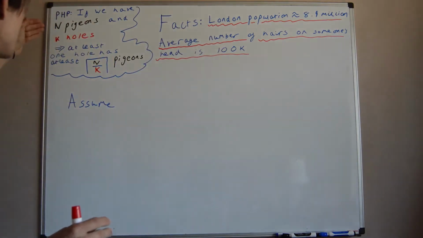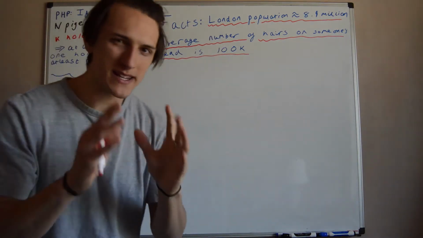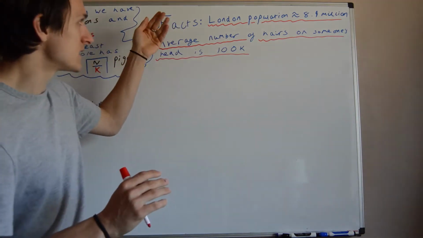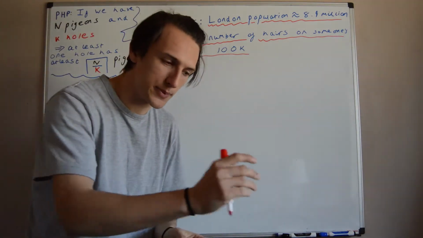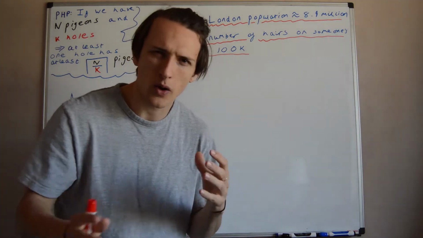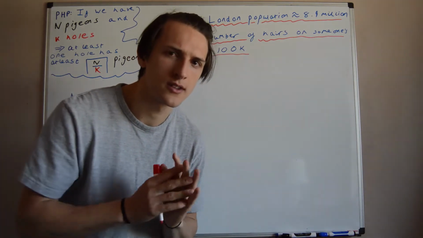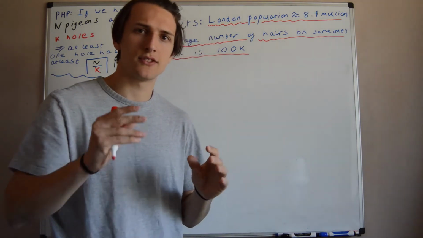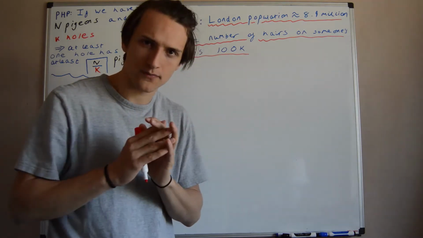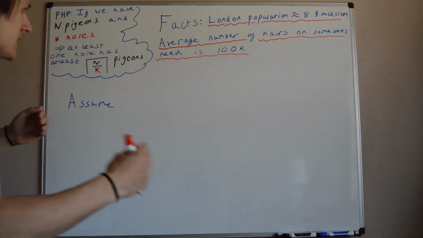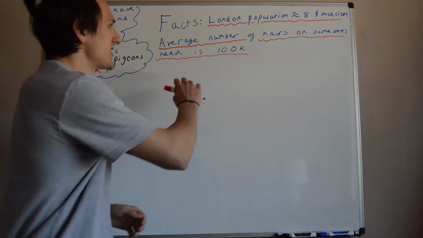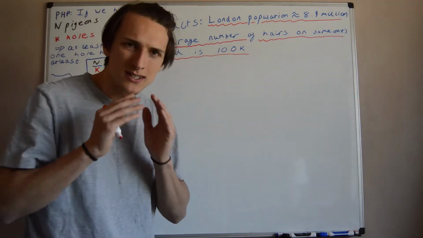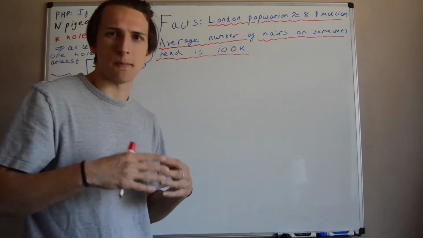So what are our pigeons and what are our holes? It would make sense in this case for our pigeons to be everyone in London that we're trying to place in these categories. Well, what categories are there? What are these holes? The holes are the number of hairs on the head. Well, how many holes are there? It says that the average is 100,000, but that's just the average. That's not the maximum or anything.